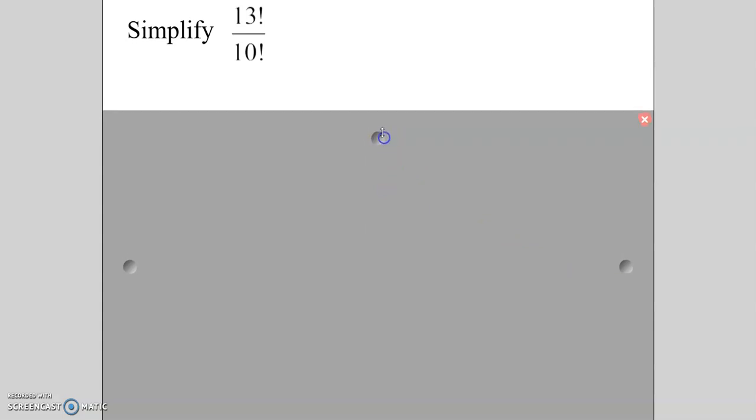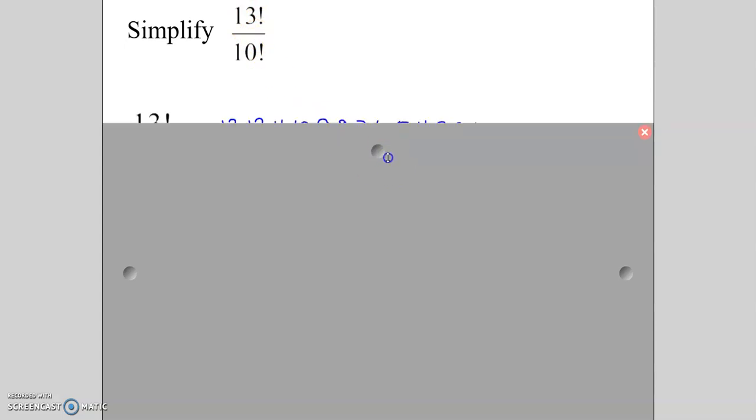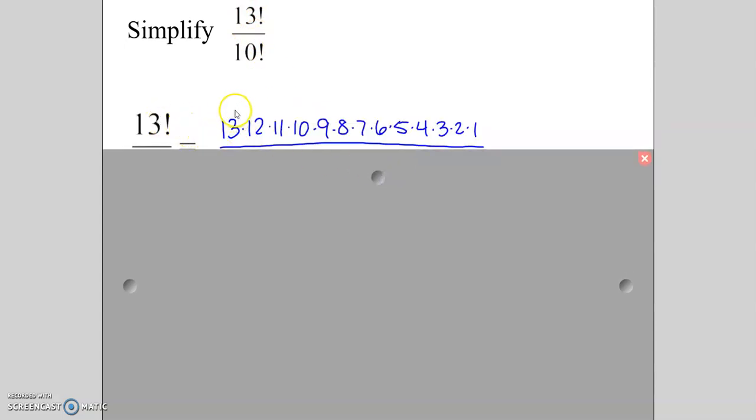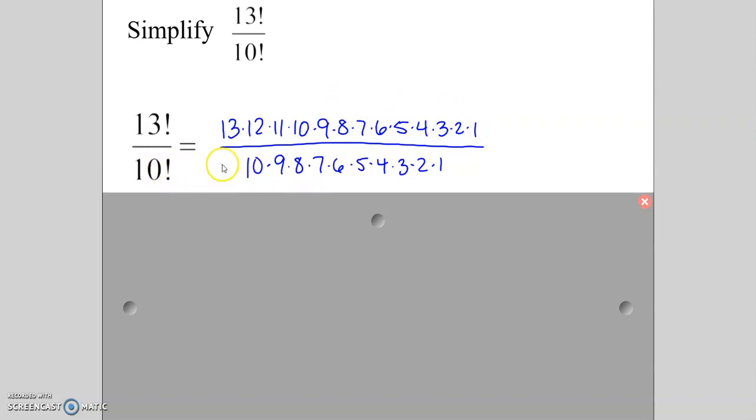So basically what I'm going to do is take this fraction and write out the factorial, 13 factorial, as 13 times 12 times 11 times 10 times 9 times all the way down to 1. And then in the denominator I'm going to write out the 10 factorial, which is 10 times 9 times 8 times 7 and so on. And then you can notice something. I have a fraction, a bunch of numbers on top being multiplied together over a bunch of numbers on the bottom being multiplied together, and a lot of these numbers are the same. For example, on the top I have a 10, and on the bottom I also have a 10. And then I have a 9 here, and a 9 below it.